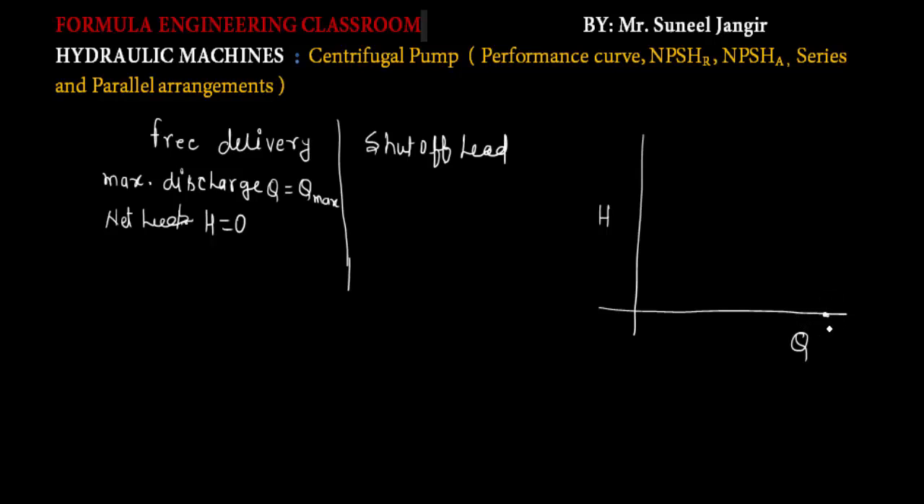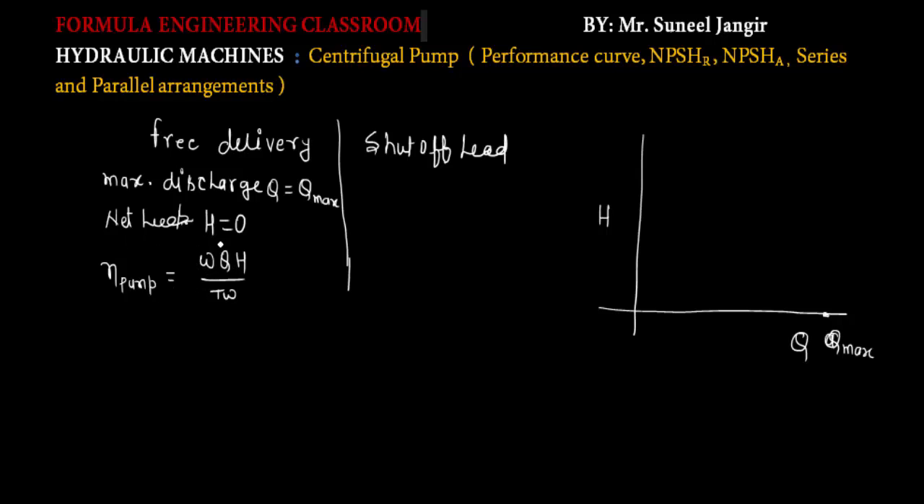Let me indicate that at this point the discharge is Q max. Now in this case, when the free delivery, that is the maximum discharge, is available and the net head is 0, the efficiency is going to be 0, because we know that pump efficiency is equal to WQH upon TW. So in this case H is 0, so the efficiency of the pump is going to be 0.